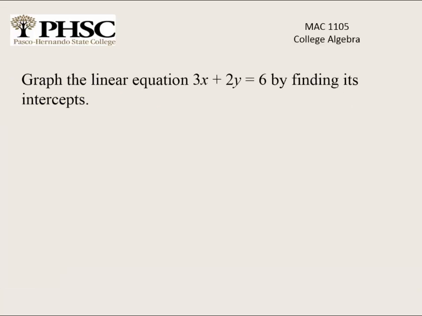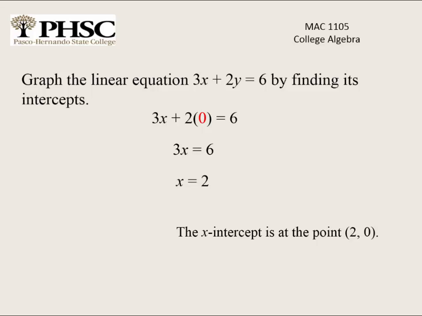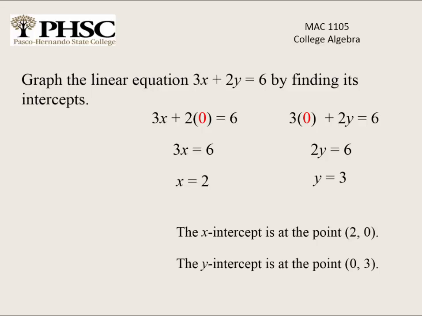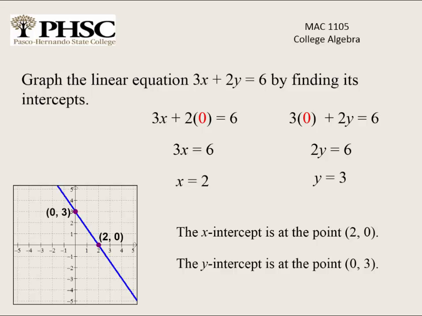So here's an example. Graph the linear equation 3x plus 2y equals 6, and we're going to do it by finding the intercepts. So the first thing that we do is we make y 0. So when we make y 0, we're going to go ahead and solve for x. So when I solve for x, I get x equals 2. So my x-intercept is 2, 0. So the next thing is I make x 0 and I solve for y. So doing that, I get 2y equals 6. And then I want to go ahead and divide both sides by 2. So my y-intercept is 0, 3, and now I can go ahead and just plot those 2 points.